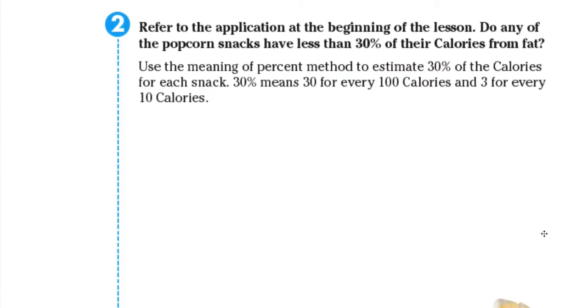Refer to the application at the beginning of the lesson. Do any of the popcorn snacks have less than 30% of the calories from fat? So we will use the meaning of percent method to estimate 30% of the calories for each snack. Again, 30% means 30 for every 100 calories and 3 for every 10 calories.